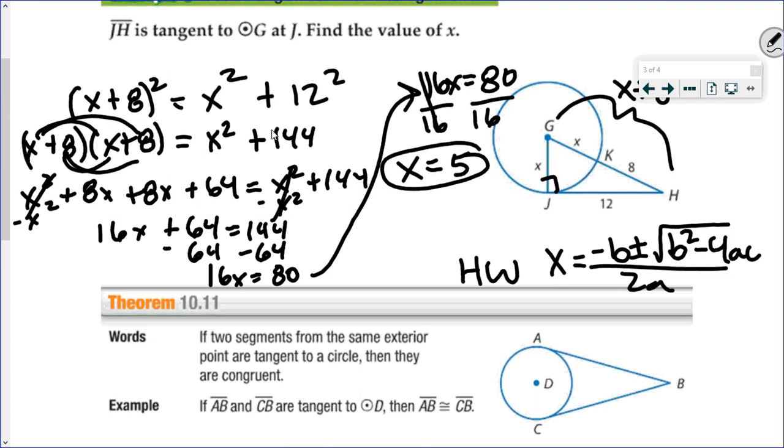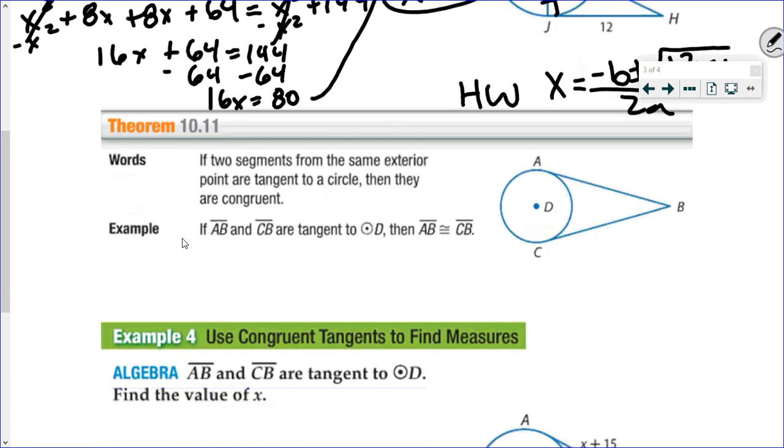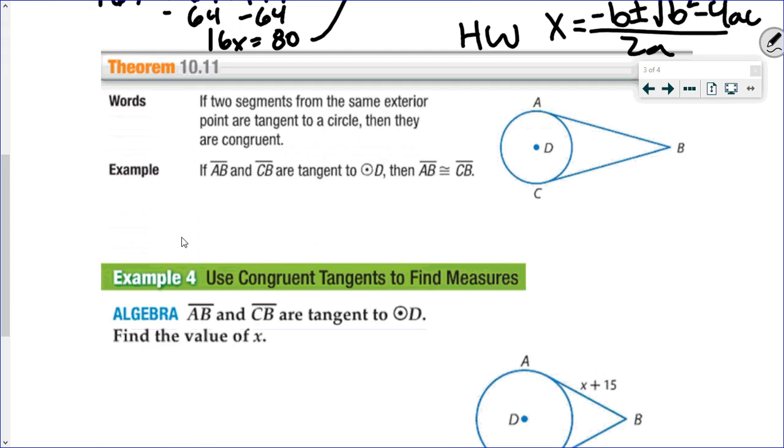It kind of combines some geometry skills with some Algebra 1 skills. So be aware. Theorem 10.11: if two segments from the same exterior point are tangent to a circle, then they are congruent. So these two segments, BC and BA, are congruent. These segments are congruent because they come from the same exterior point and they are both tangent to circle D. So that would make them congruent.